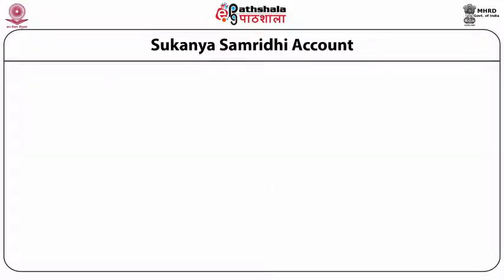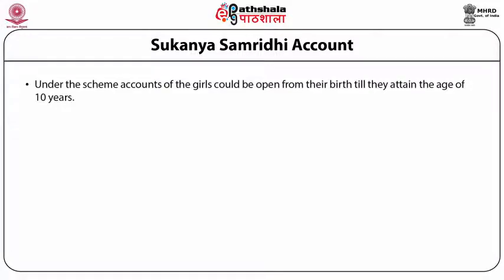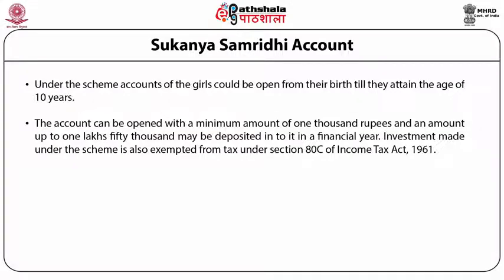Apart from that, the government has also started Sukanya Samriddhi account. Now, what is Sukanya Samriddhi account? This account scheme has been proposed to start a special small saving scheme for the education of girl child. Under the scheme, accounts of the girls can be opened from their birth till they attain the age of 10 years. The account can be opened with a minimum amount of 1000 rupees and an amount up to 150,000 rupees may be deposited into it in a financial year.